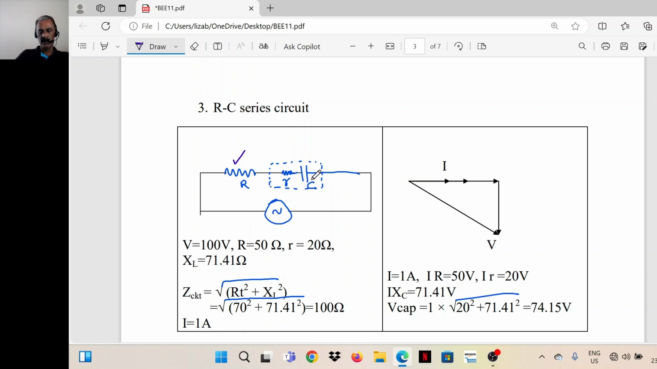So in this circuit, how to draw the phasor diagram? It's a series circuit, so let's take current as the reference. The same values are given here as in the previous case. This is 50 ohm, this is 20 ohm. This is not XL, this is XC. XC is 71.41.